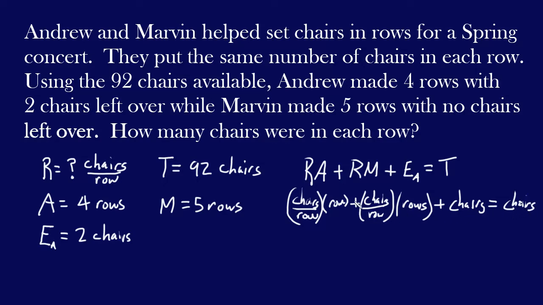So again, if our equation actually makes sense, then the unit of measurement for each term should be the same. So right now it doesn't really look like that, but if you look at this first term, r times a, well, it's chairs over row times rows. Well, this is actually rows over 1, so this row over row can cross off. Same thing with this one. This row over rows can cross off. And what are you left with? You're left with chairs as the unit of measurement for this first term, chairs for the second term, and then chairs for e sub a, and then chairs for t.